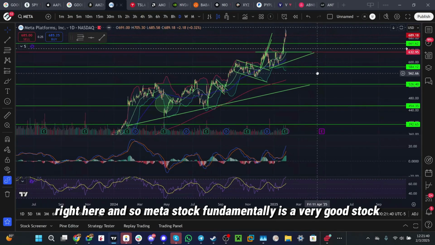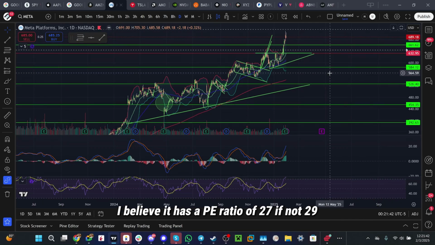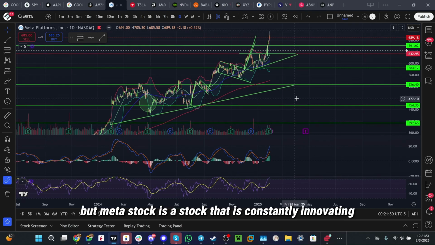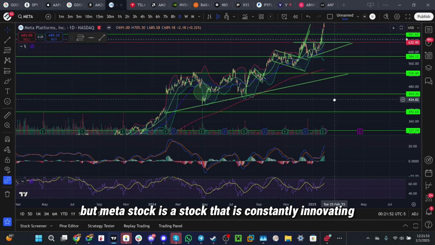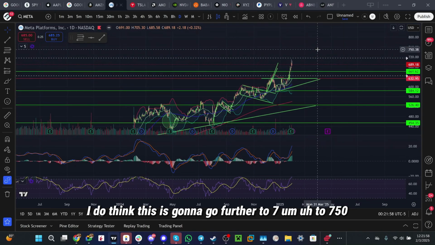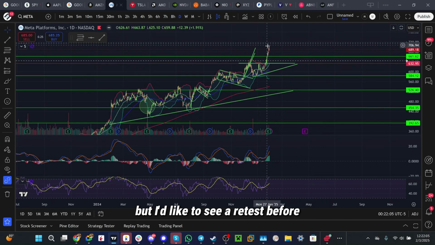And so Meta stock fundamentally is a very good stock. I believe it has a PE ratio of 27, if not 29. I think the forward PE is 27, but Meta stock is a stock that is constantly innovating, and it's a great hold. I do think this is going to go further to 750, but I'd like to see a retest before.